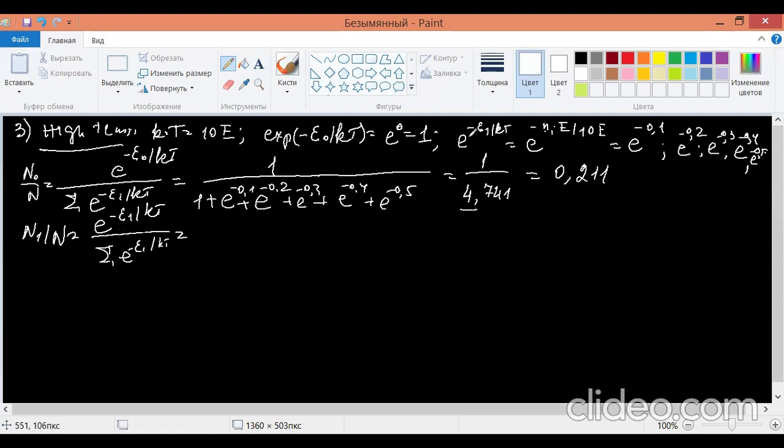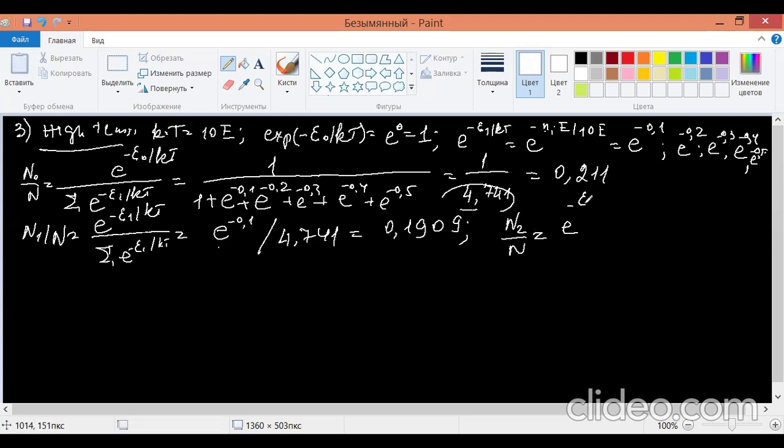And the denominator is equal to e raised to minus 0.1 over this one, and it's equal to 1909. Likewise, n sub 2 over n is equal to e raised to minus epsilon sub 2 over kT over the sum of exponents raised to minus epsilon i over kT, and it's equal to e raised to the minus 0.2 over 4.741. Again, this number is equal to this sum.